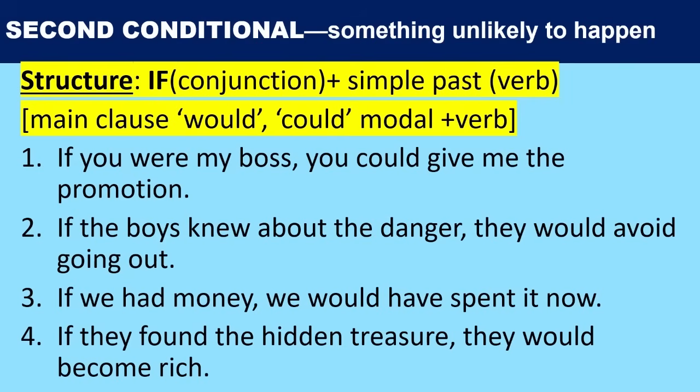If they found the hidden treasure, they would become rich. Now they are unlikely to find the hidden treasure. But if they found it, they would become rich. This is the second conditional.